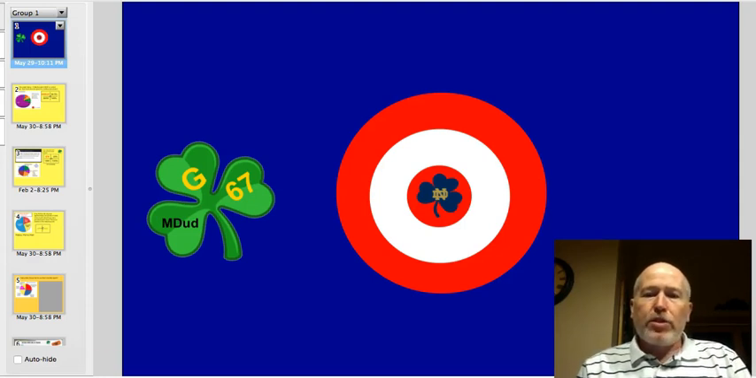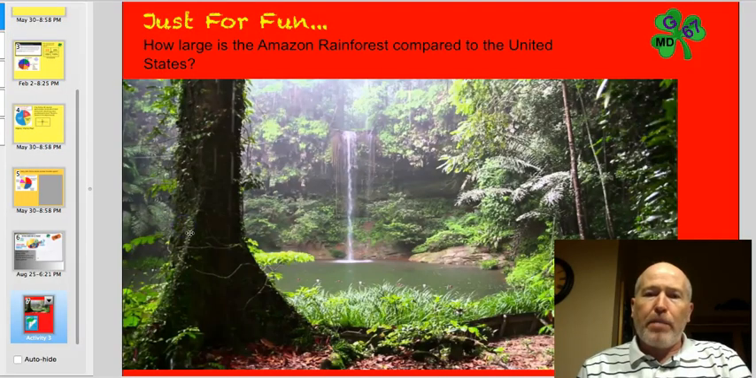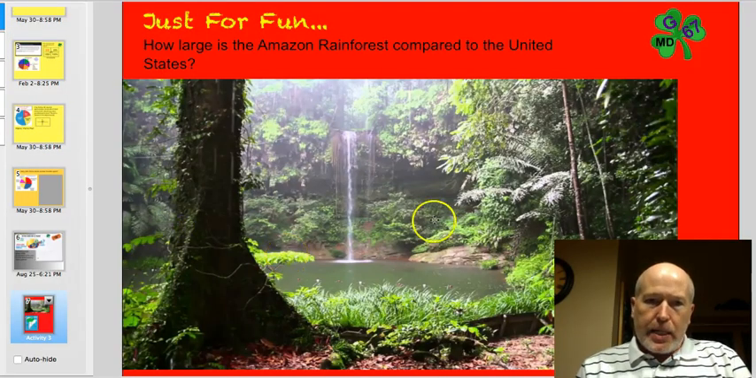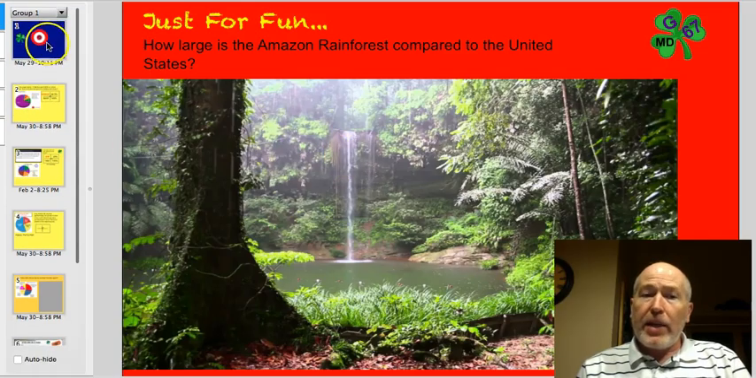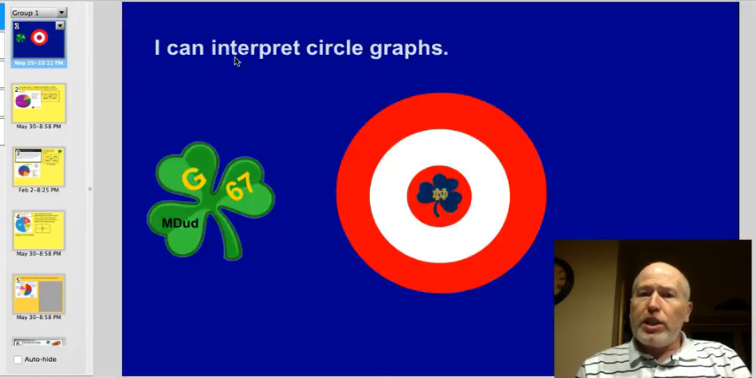Tonight we're going to be interpreting circle graphs, but let's start off with our trivia question I picked up during the Olympics tonight. How large is the Amazon rainforest compared to the United States? We'll be back with that answer after our instruction. Officially tonight our target is I can interpret circle graphs.